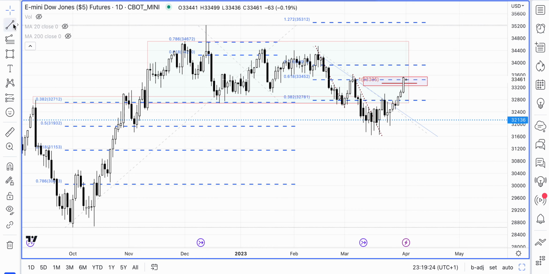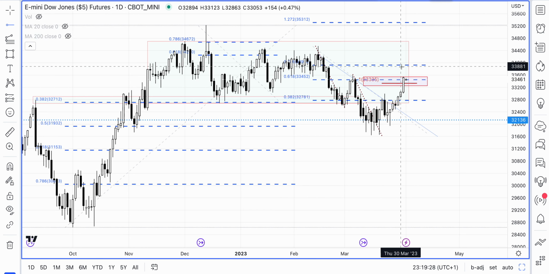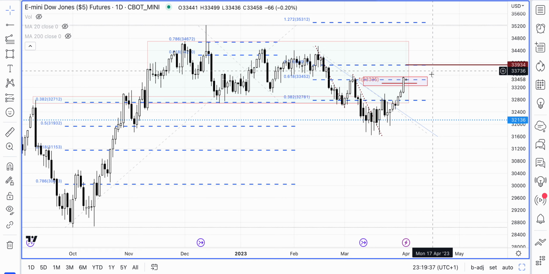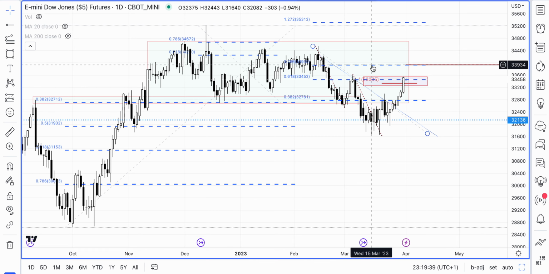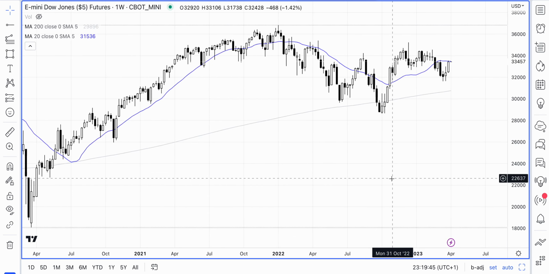And the next level which we're watching for is the 33,935. So approximately we can just call it 34,000, round it off to 34,000. That's going to be the level to watch, where we have the 78.6% Fibonacci retracement coming in. And let's take a look at this on a weekly chart.